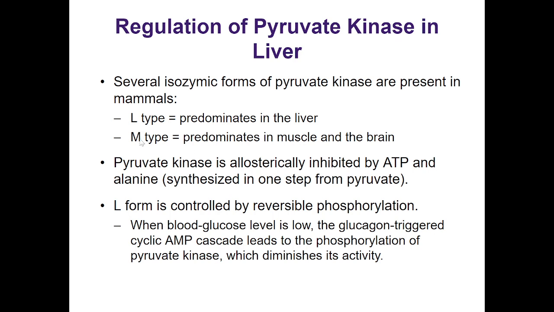Okay? M type, guess what that is? Muscle, yeah. Now, to be fair, it's predominantly in the muscle and the brain, and you can have mixtures depending on the tissues. It's not necessarily all of one or the other.